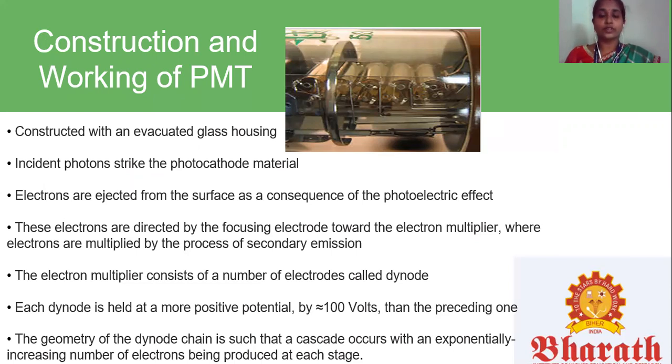Upon striking the first dynode, more low energy electrons are emitted, and these electrons are in turn accelerated towards the second dynode. The geometry of the dynode chain is such that a cascade occurs, with an exponentially increasing number of electrons being produced at each stage.